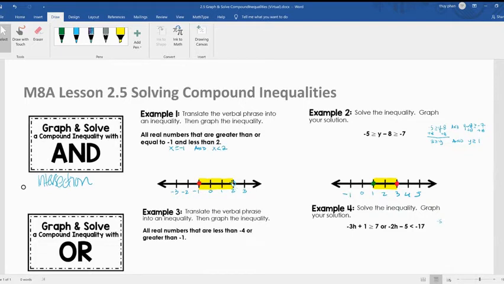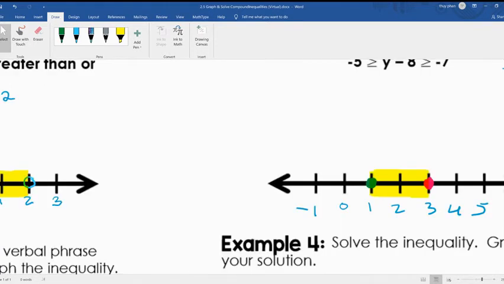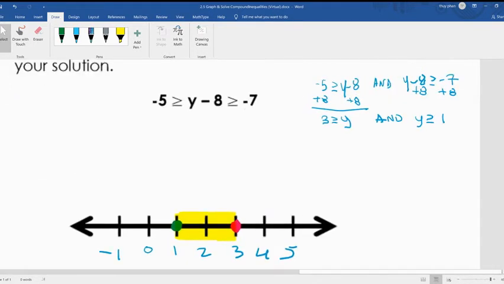Notice on this one, this is an open circle, closed point, closed. Now, I'm going to go ahead and zoom back in, and I'm going to show you how to solve this a different way. So here, only ands can be written in this form. Ors will never be written in this form.